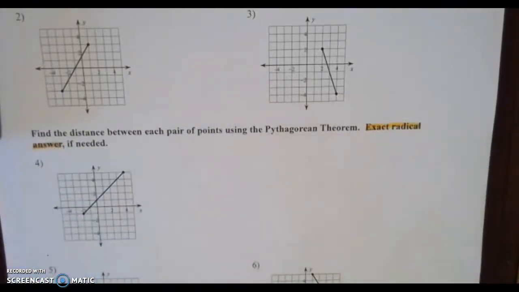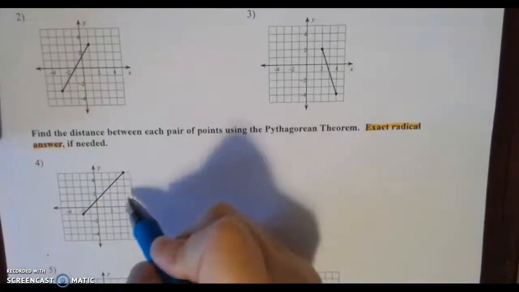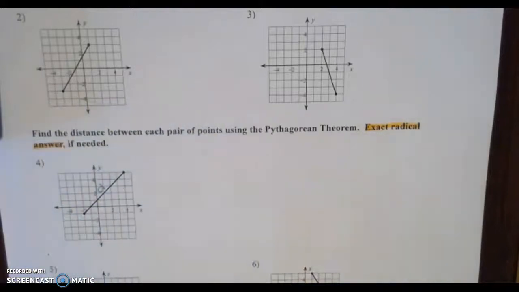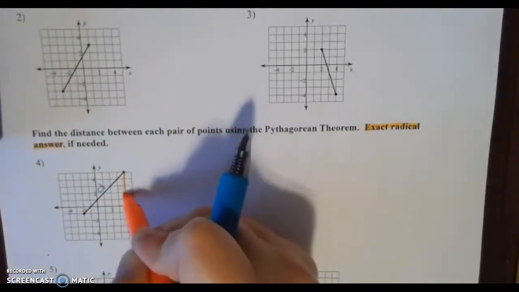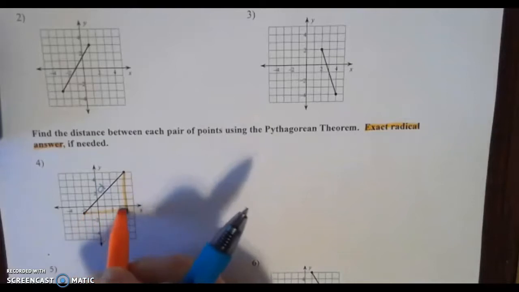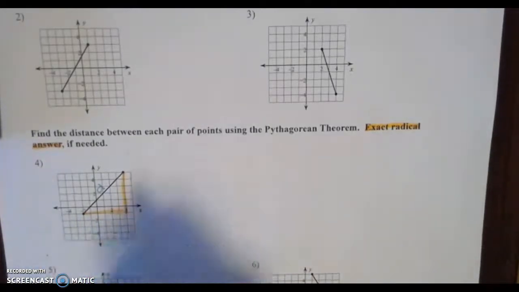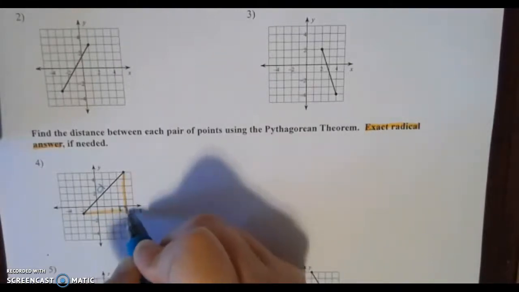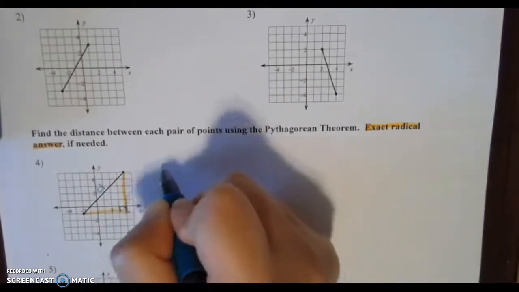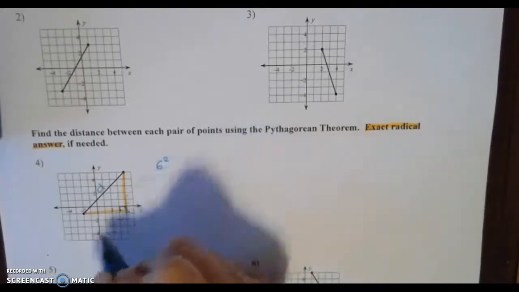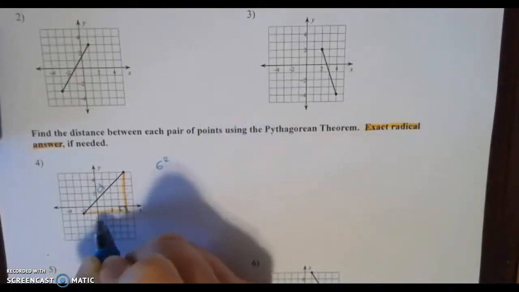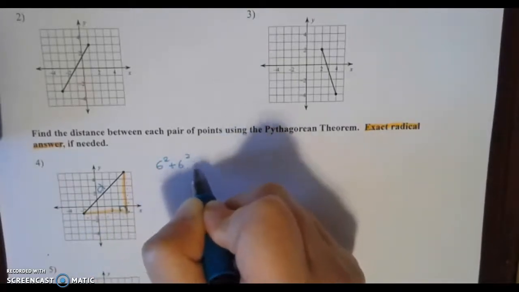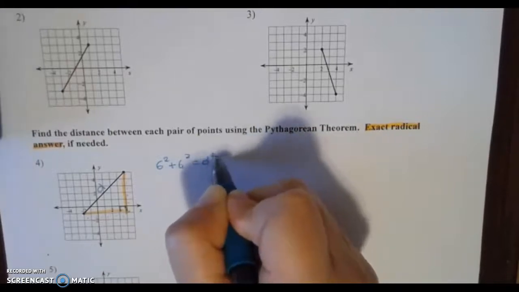What does that mean? Well, let's go through the problem first. Just like before, to find this distance, we know that it's going to be height squared plus base squared, because it's a right angled triangle. How tall is the height? If I count 1, 2, 3, 4, 5, 6, that's going to be 6 squared. And how tall is the base? 1, 2, 3, 4, 5, 6. That's also 6 squared, and is equal to d squared.